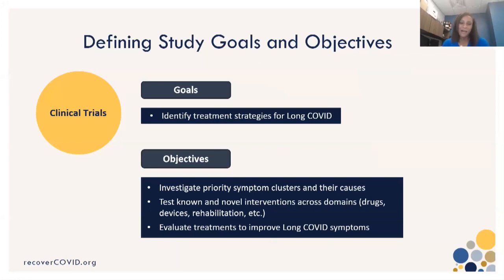There's a central goal, obviously, to identify treatment strategies for long COVID. The objectives underneath this goal are to investigate some priority symptom clusters and their causes, to test known and novel interventions across multiple domains. That means drugs and devices and even non-pharmacologic types of therapies, and ultimately to evaluate the treatments to improve long COVID symptoms. Next slide, please.